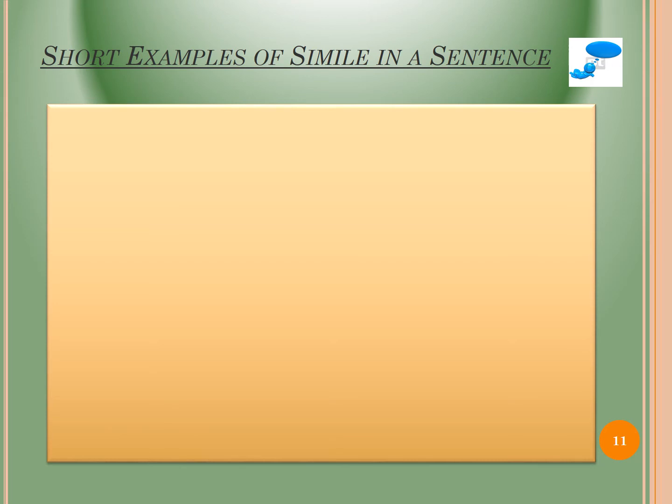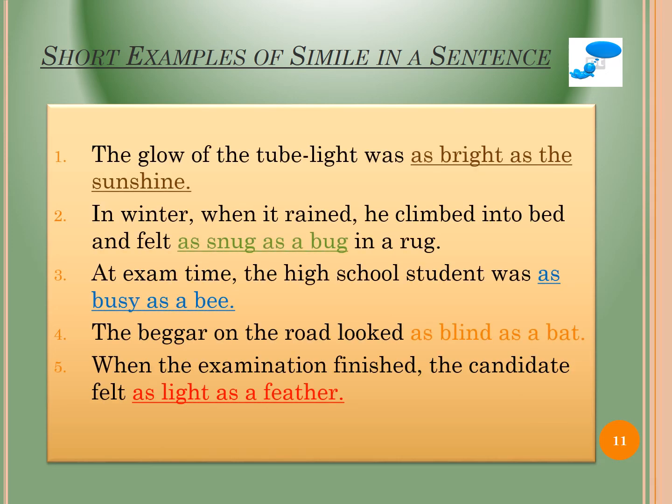Now, some short examples of simile and how we use them in a sentence. Number 1. The glow of the tube light was as bright as the sunshine. Number 2. In winter, when it rained, he climbed into bed and felt as snug as a bug in a rug. Number 3. At exam time, the high school student was as busy as a bee. Number 4. The beggar on the road looked as blind as a bat. Number 5. When the examination finished, the candidate felt as light as a feather.